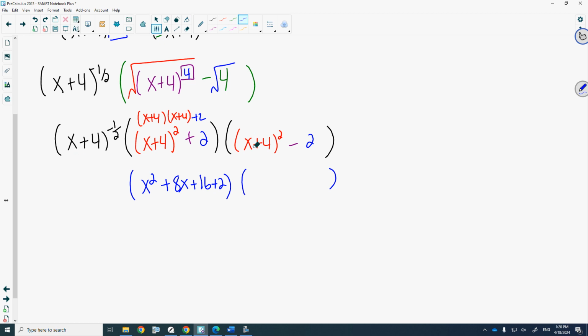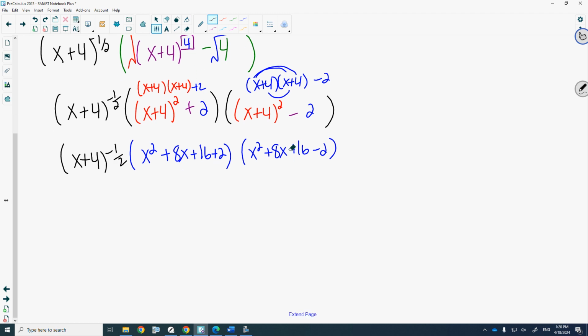This one, again, when you expand this, so I've got it written up here, we would have x squared. So again, x plus 4, x plus 4, and then we're going to have a minus 2. So x times x is x squared plus 4x plus 4x. That will give me plus 8x plus 16 minus 2. Okay, each of these could be cleaned up. So this would be x squared plus 8x plus 18. This one would be x squared plus 8x plus 14.